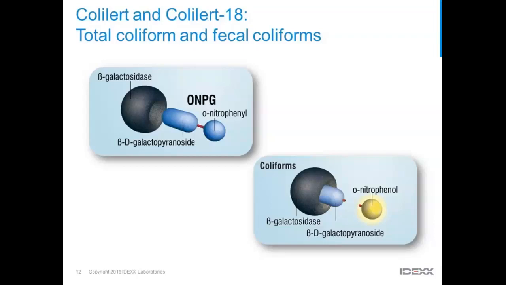And the way this works is that the food, the beta-D-galactopyranoside, is bound with an O-nitrophenyl group, and this is actually the indicator. While these are bound together, the appearance is colorless. However, once the enzyme is used and that food group is basically eaten, the indicator is cleaved off and released, and through hydrolysis it will turn into O-nitrophenol, which then turns yellow. So you go from clear to yellow in the presence of total coliforms, and fecal coliforms when it comes to Colilert-18.